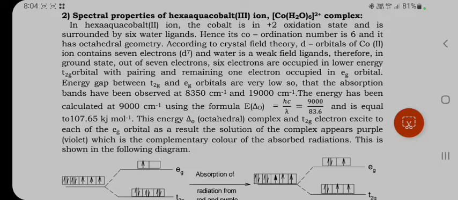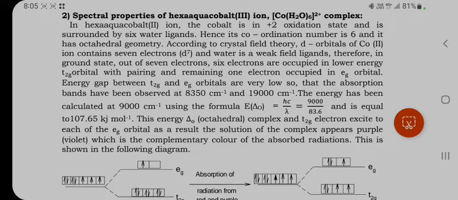Next we shall move on to one more complex ion, that is the hexaaqua cobalt(II) ion. In the hexaaqua cobalt(II) ion, the cobalt is in the +2 oxidation state and it is surrounded by 6 water ligands. Hence the coordination number will be 6 and the geometry will be octahedral.